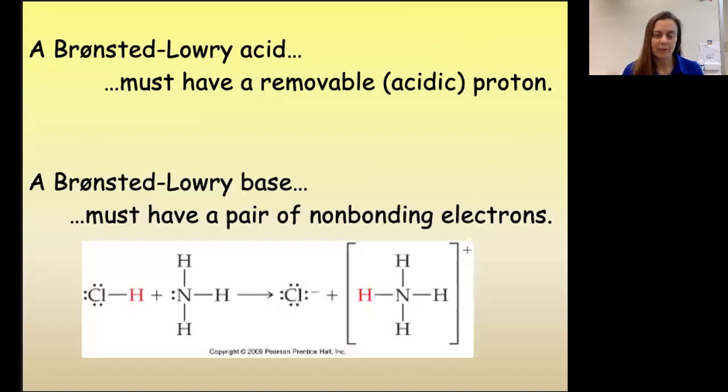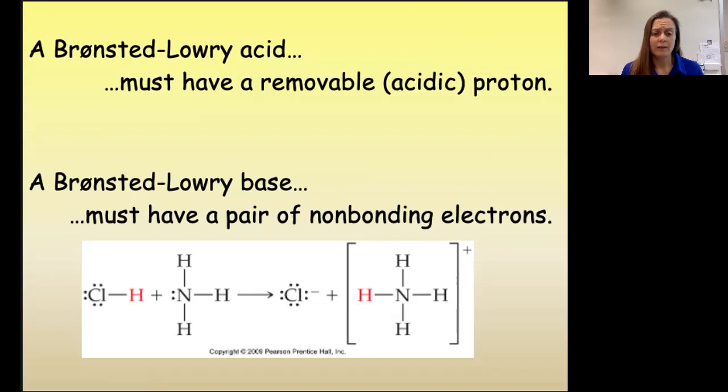So if we look at our example here of hydrochloric acid and ammonia, we can see that when the hydrochloric acid reacts with the ammonia, the bond between hydrogen and the chlorine breaks, and we get a hydrogen ion that then forms a bond with this lone pair that's on the nitrogen of the ammonia molecule. And we wind up with the chloride ion and an ammonium ion.